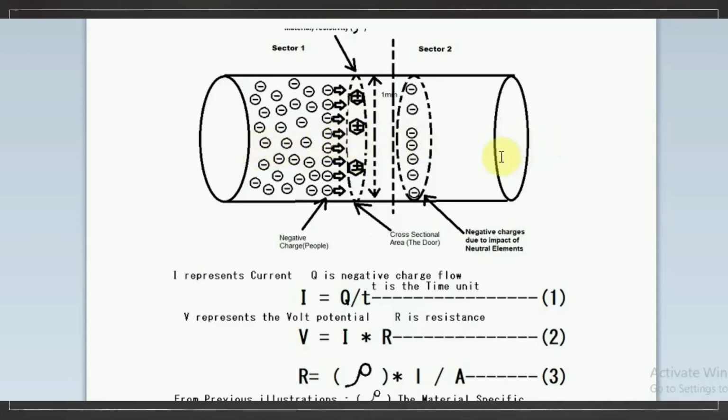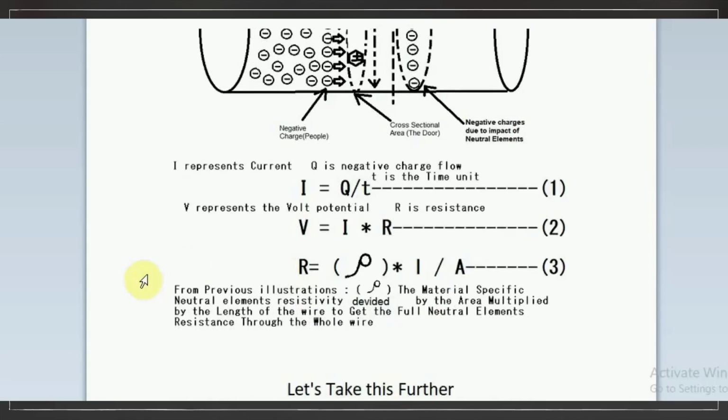It's called the wire resistance. It's not going to be called the resistance to link. No, it's going to be called the wire resistance. This wire resistance is going to be, for example, 5 ohms. These 5 ohms are the factor where we say there is a number of neutral elements that blocks the electrons flow.